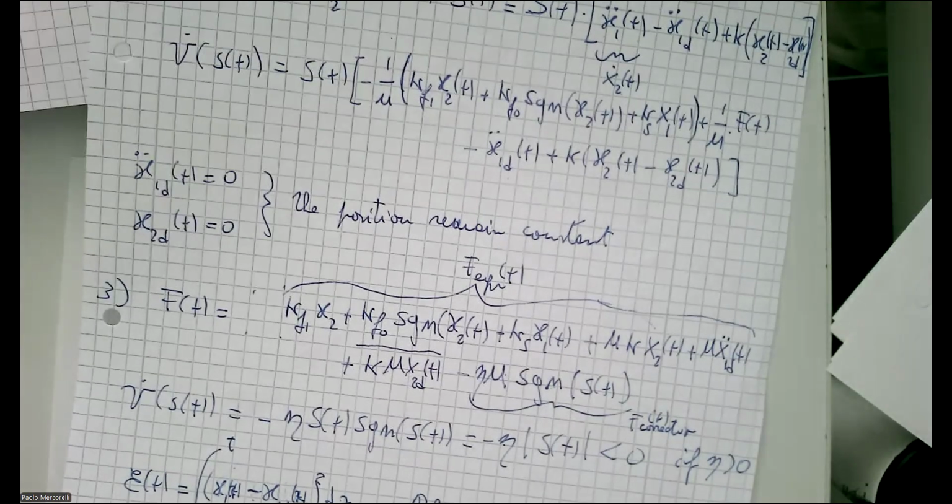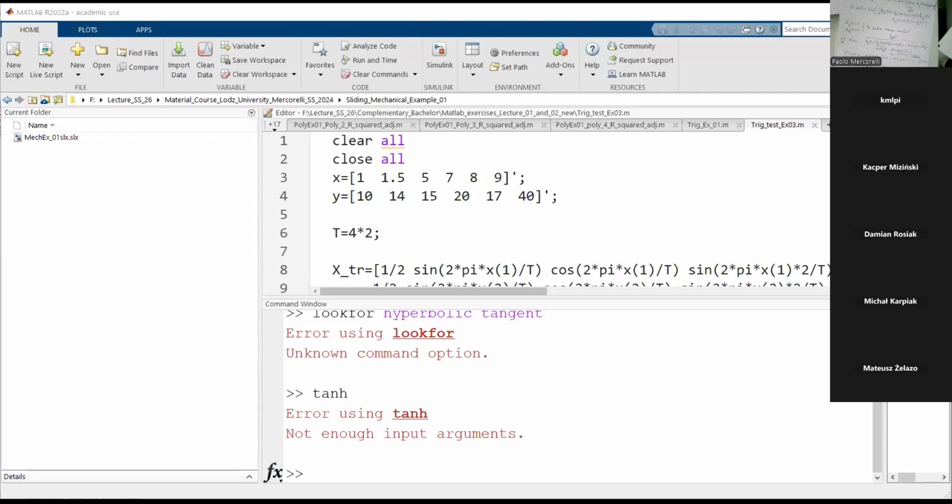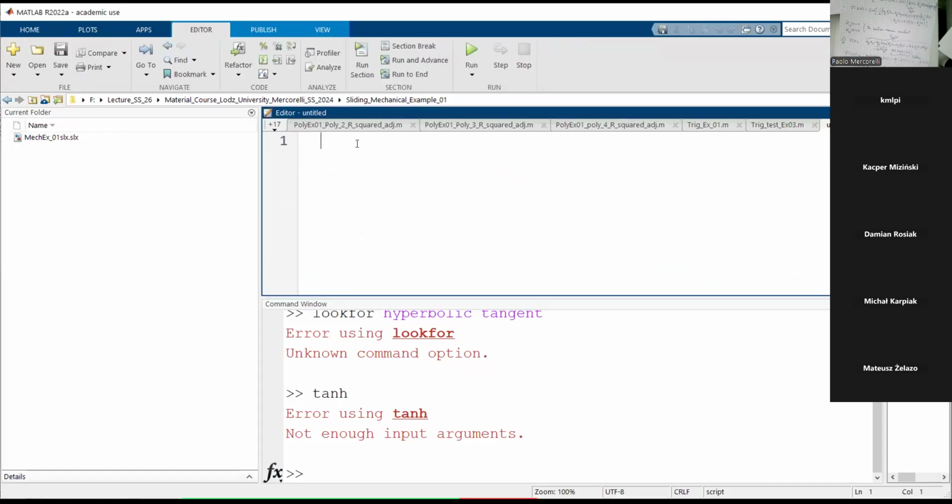Now let me go here. Let me open a new file and let me define data for the mechanical example 01. What do I need? I need k, I don't know, equal 10.